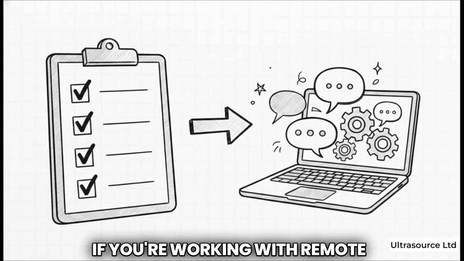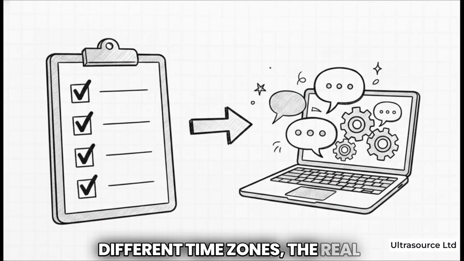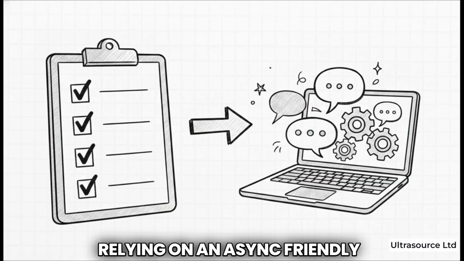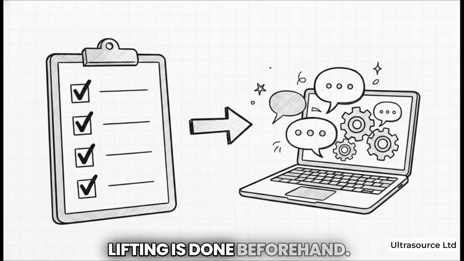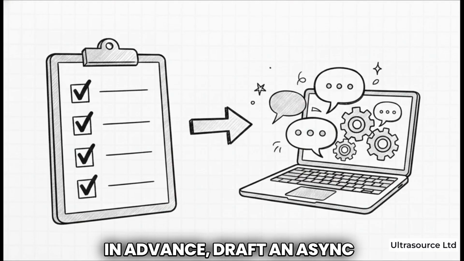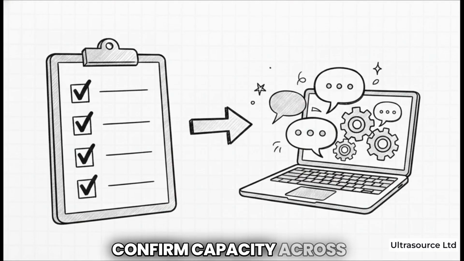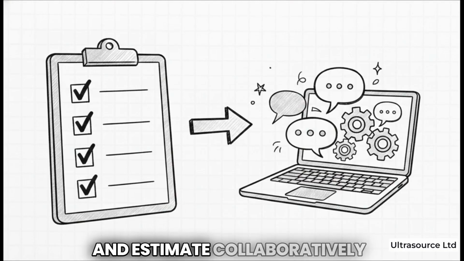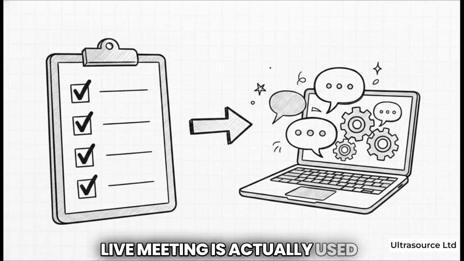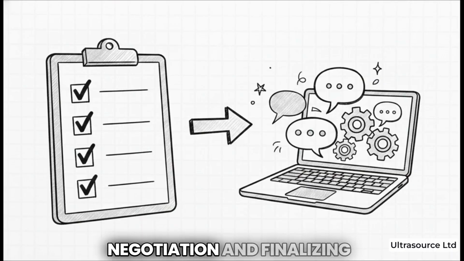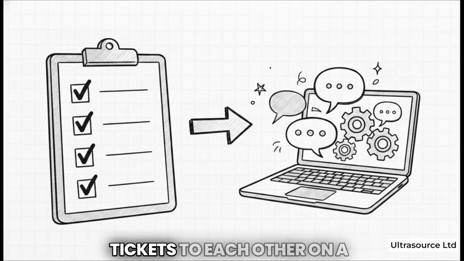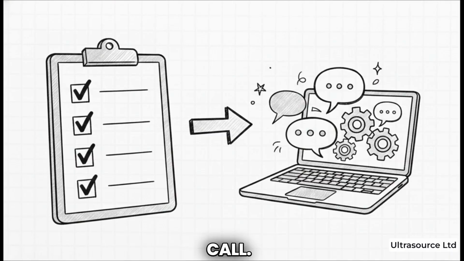Now, if you're working with remote teams spread across different time zones, the real challenge is keeping everyone actively engaged. Relying on an async-friendly checklist ensures all the heavy lifting is done beforehand. You absolutely need to refine backlog items in advance, draft an async-friendly sprint goal, confirm capacity across those time zones, and estimate collaboratively using story points. Checking these off ensures the live meeting is actually used for crucial alignment, active negotiation, and finalizing commitments, rather than just passively reading tickets to each other on a completely draining video call.